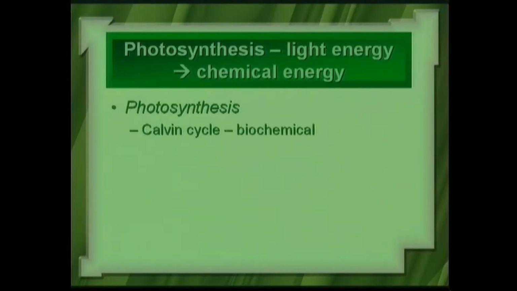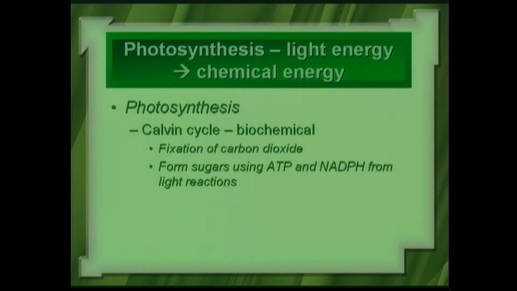The next part of photosynthesis is called the Calvin cycle. This is the biochemical part of photosynthesis. This is the part where carbon dioxide from the atmosphere is used. Carbon dioxide is at a fairly low concentration, I think only about 0.035% of the atmosphere, so oftentimes carbon dioxide is a limiting factor.